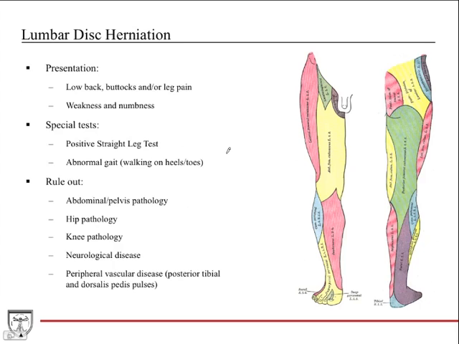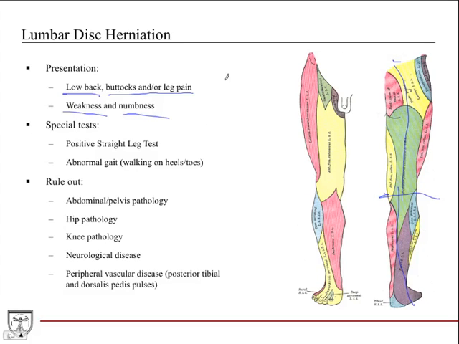So lumbar disc herniation presentation is low back pain, usually radiating to the buttocks and/or the leg. And then you can also have weakness and numbness in the lower extremity. This is your classic sciatica, so here's the posterior view. It radiates down here to the knee, or it can even radiate all the way to the foot. And this is your classic back pain radiating down the leg.